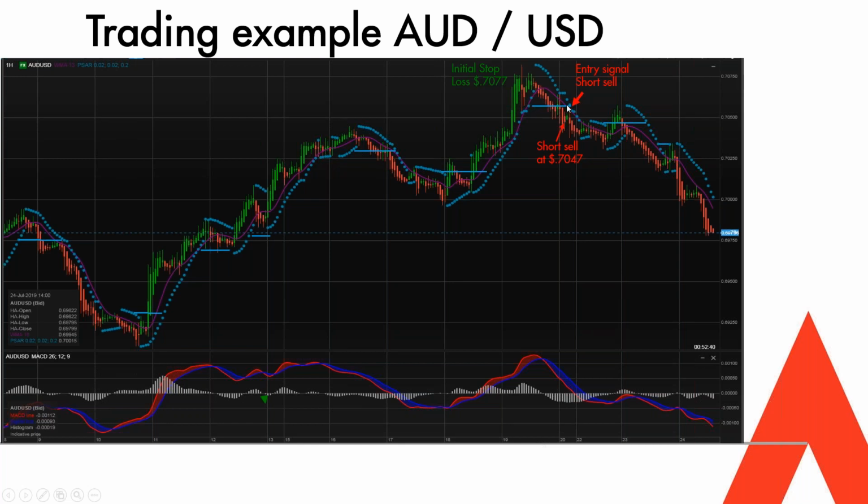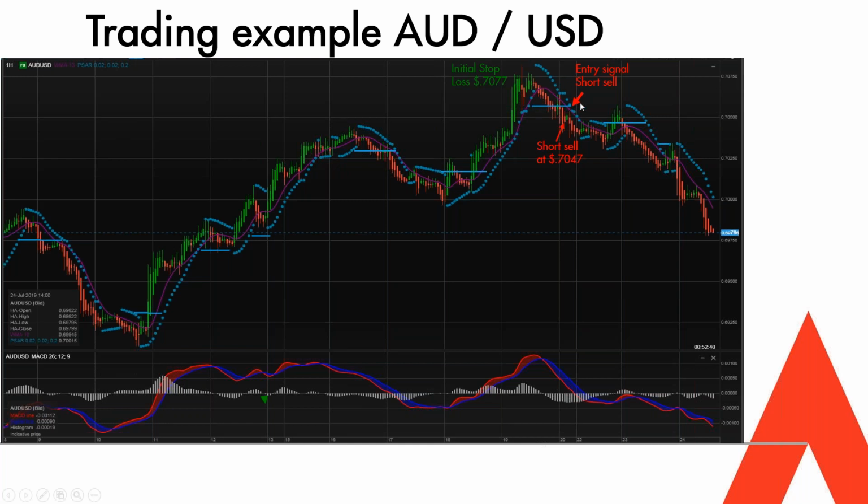Initial stop loss is typically placed above the last peak, which is in this case 0.7077, and that's our stop loss to take us out of the trade if we are wrong about it going down. So obviously rallying and exceeding the peak is a pretty good indication we're wrong about it going down, so that's where our stop would go.